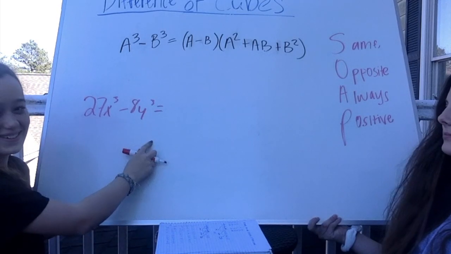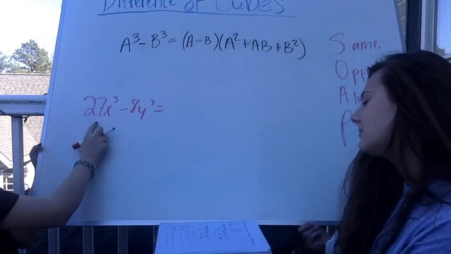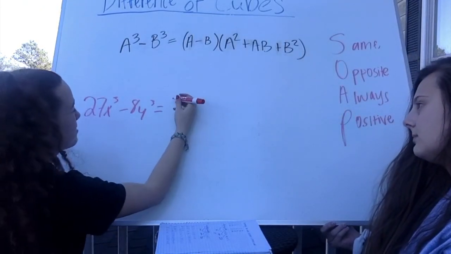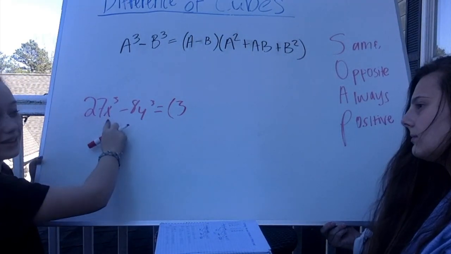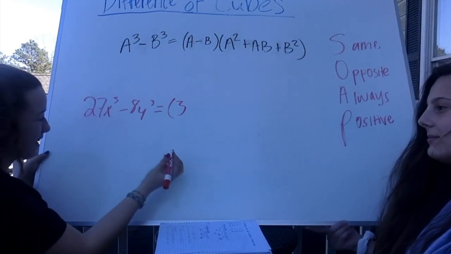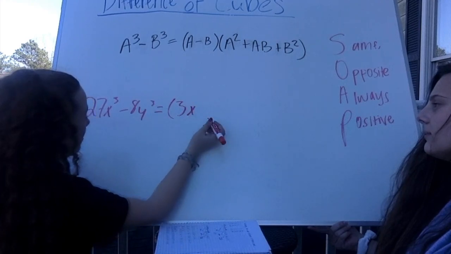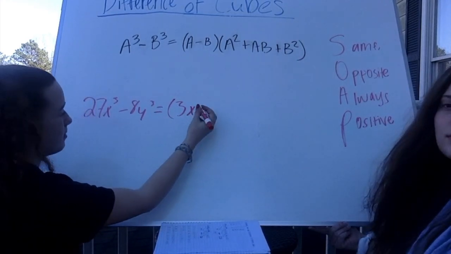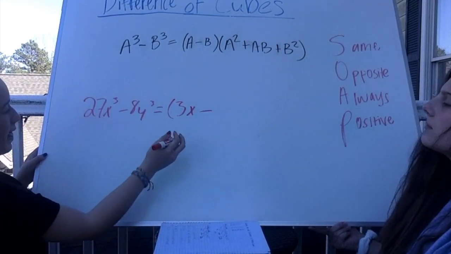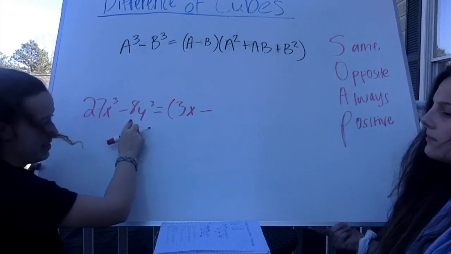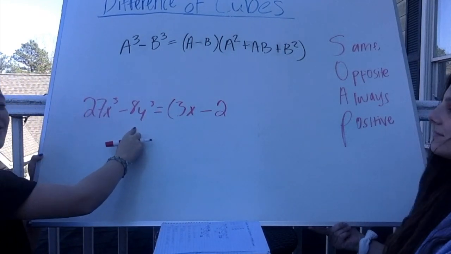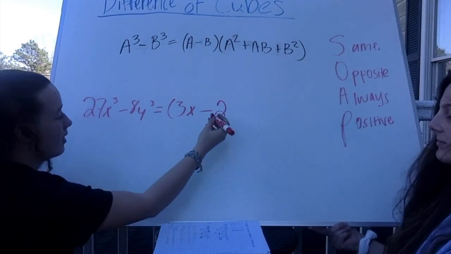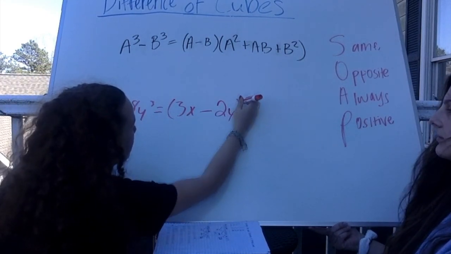So this is our second example. What you're going to do is take the cube root of 27, which is 3. So you're going to put that right here. And then the cube root of x cubed is x. So it's going to be 3x. And then the sign is the same, so it's going to be subtraction. And then the cube root of 8 is 2, and the cube root of y cubed is y. So you have the first part here.